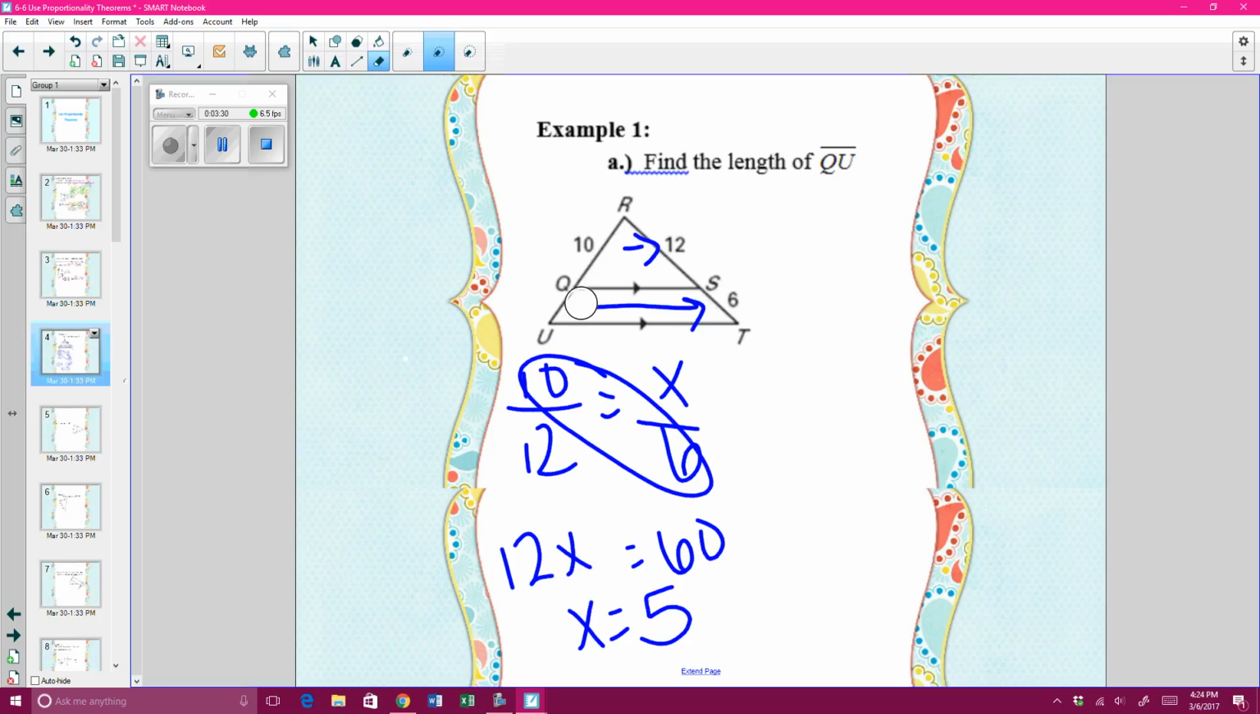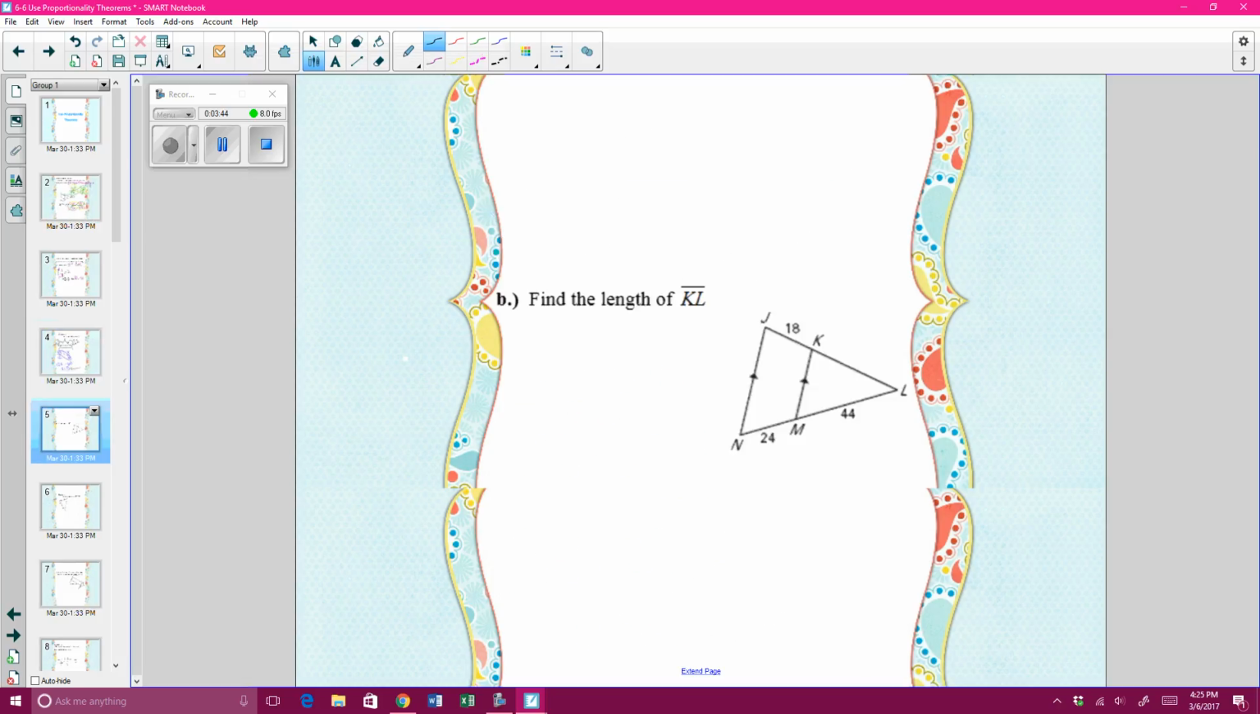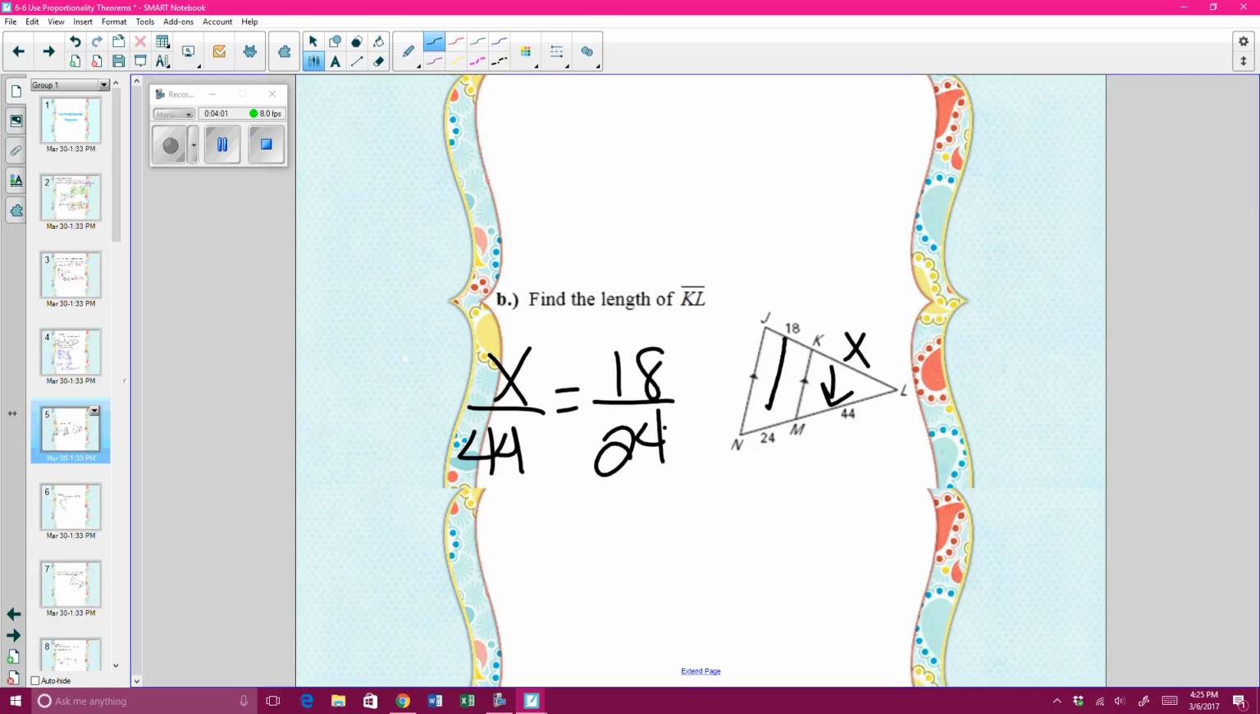Without even setting up a proportion, we could also look at it this way. We could say, well, how do you get from 12 to 6? You divide by 2. So 10 divided by 2 will give you 5. Go ahead and just try this one real quick. This one, not so easy to see the relationship, so you need to set up the proportion. And I always like to put these little arrows that tell me what direction I'm going in, so that way I keep the proportion set up correctly.